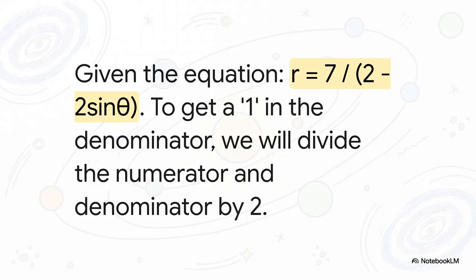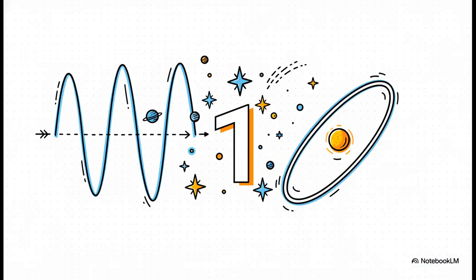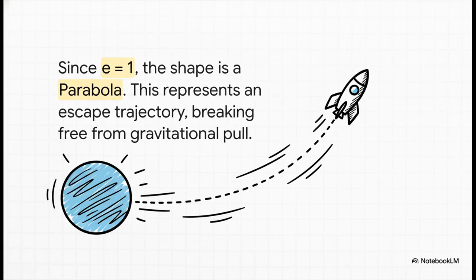Let's try another one. Same exact process. To get that 1 in the denominator where it belongs, we're going to divide both the numerator and the denominator by 2. So after we simplify, we see the number in front of the sine function is just, well, it's 1. So our eccentricity, E, is exactly equal to 1. And this is a perfect example of an escape trajectory. This is the path of something that has just hit escape velocity. It is breaking free from the gravitational pull of its focus and just heading out into the cosmos.